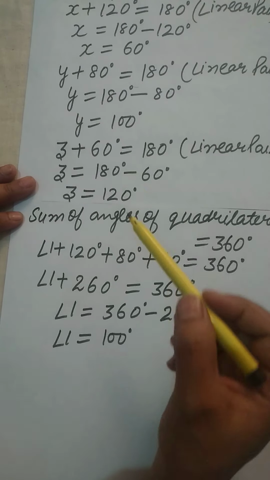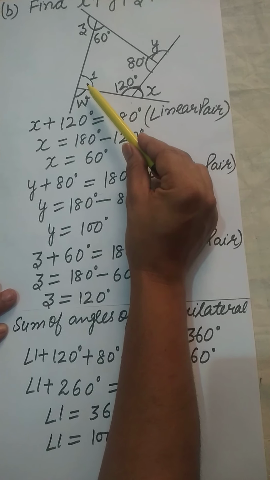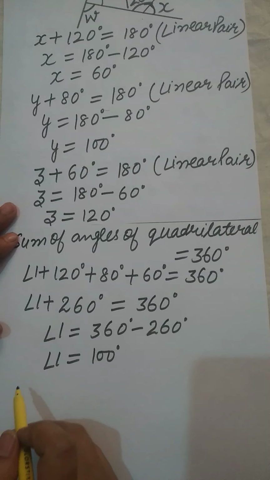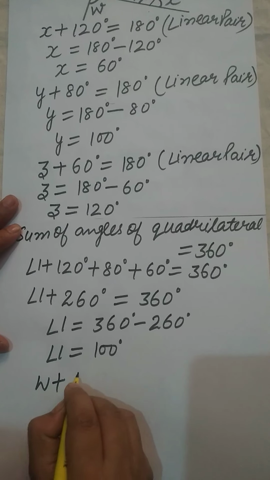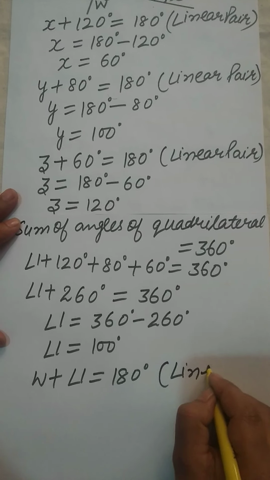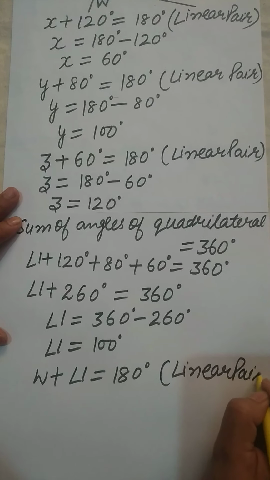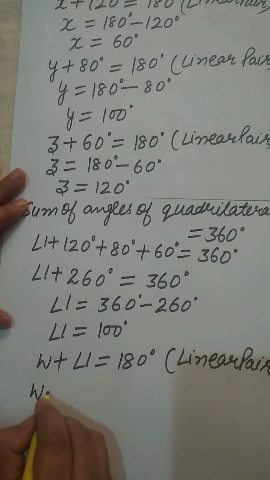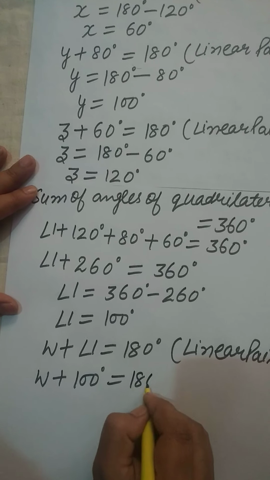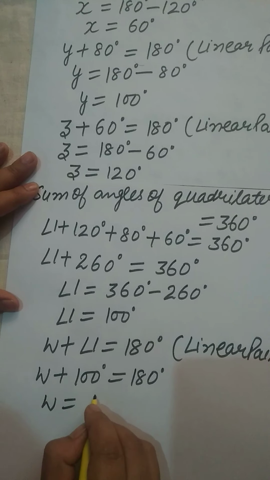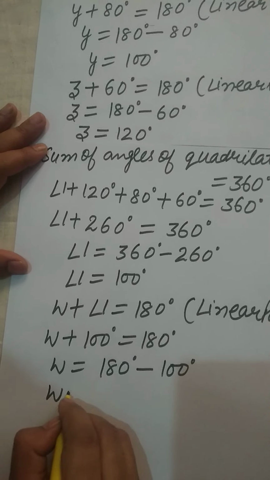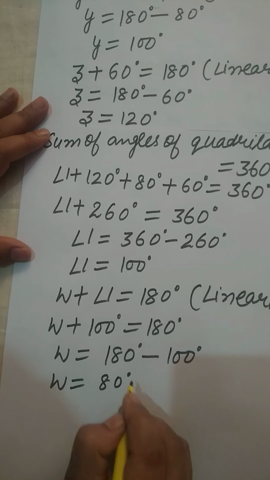Now w and angle 1 are forming the linear pair. So we can get the value of W as W plus angle 1 is equal to 180 degree, linear pair. So W plus value of angle 1 is 100 degree is equal to 180 degree. W is equal to 180 degree minus 100 degree, that is W is equal to 80 degree.